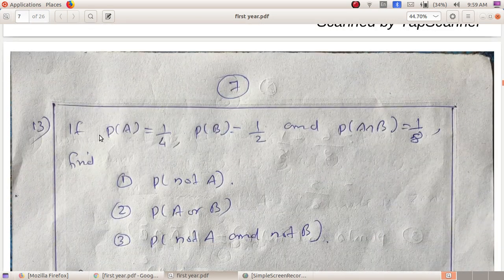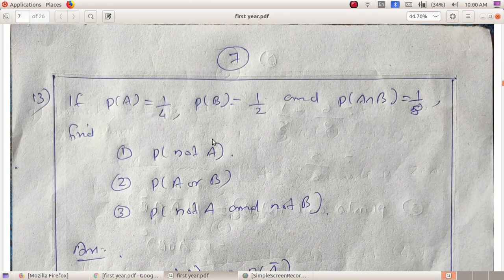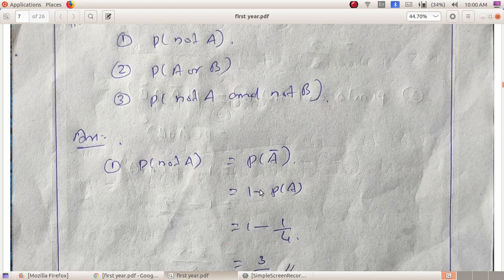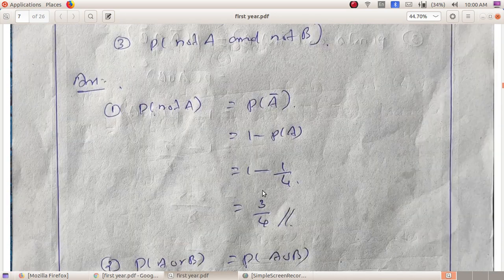Then if probability of A is equal to 1 by 4, probability of B is equal to 1 by 2, and probability of A intersection B is equal to 1 by 8, find: first question, P of not A, P of A or B, P of not A and not B. P of not A means A complement. This formula is what? P of A complement means 1 minus P of A. 1 minus P of A, given 1 by 4. 1 minus 1 by 4, that is 3 by 4.